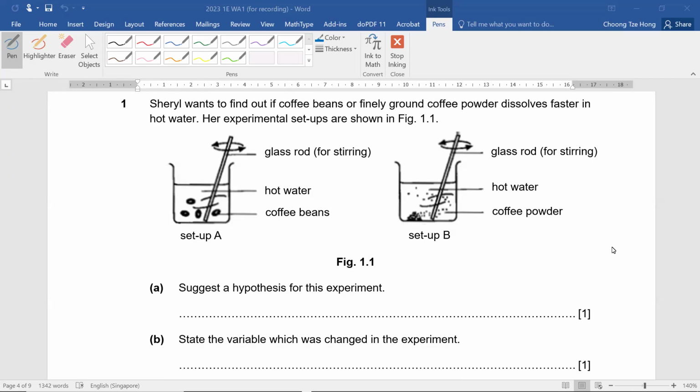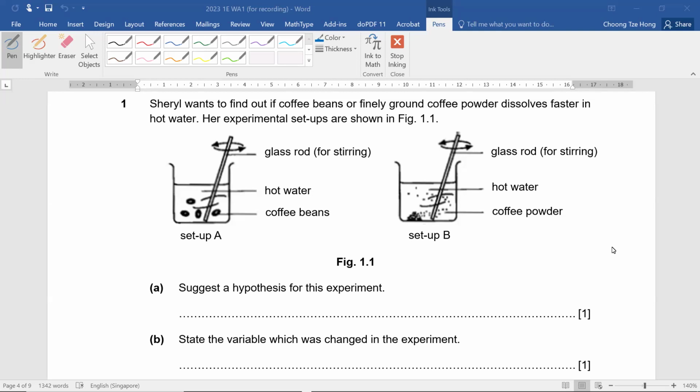Once you have made this prediction, you are going to carry out the experiment to test if the hypothesis is correct or incorrect. So, suggest a hypothesis for this experiment. Based on your experience in daily life, coffee powder is likely to dissolve faster in hot water instead of directly trying to dissolve coffee beans. So we should try to angle our hypothesis along that line.